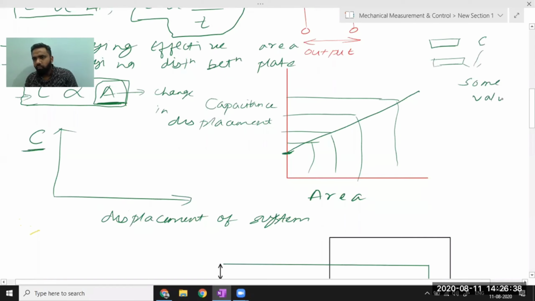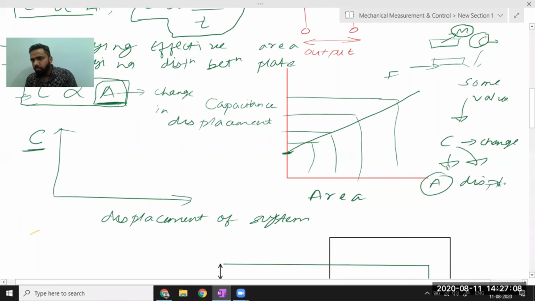Suppose this plate is fixed and this plate is moving. Due to the movement of this plate, C will change. The change in C will be proportional to displacement. C is varying, which means effective area is also varying, and in our case this is proportional to displacement. So if you can change the effective area between the plates, you can directly measure that in terms of displacement.